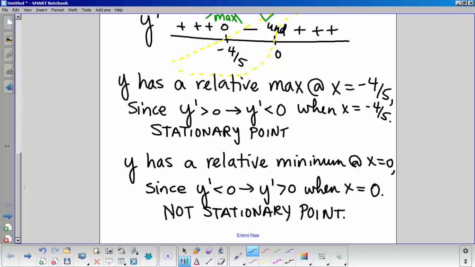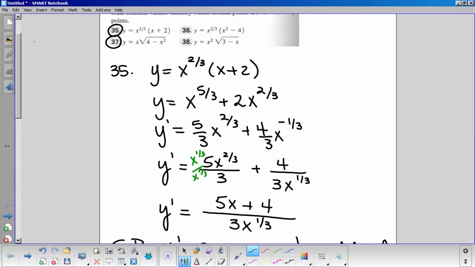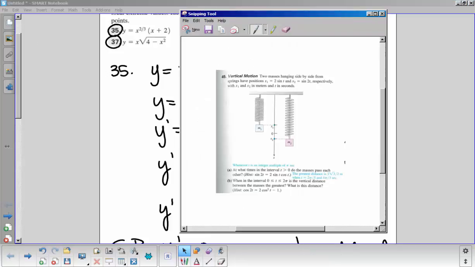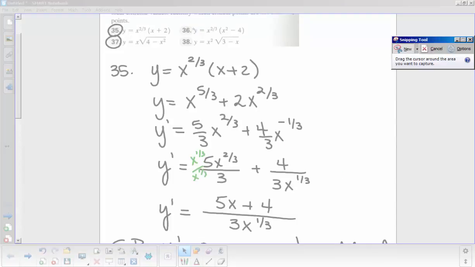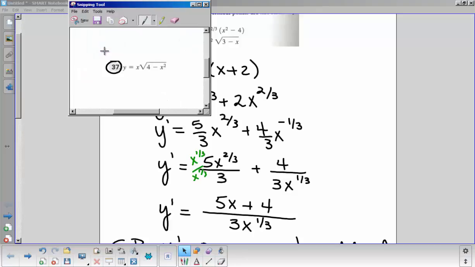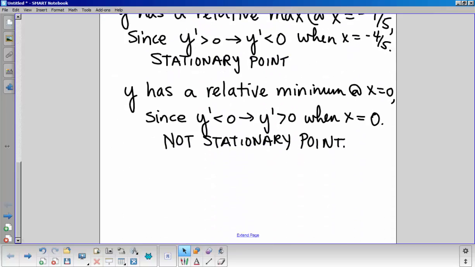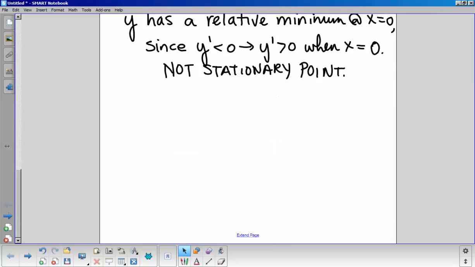Okay, so that's number 35. Okay. 37 is similar. So let me take a picture of that again so I can bring it down. All right, so we're going to do the same thing. Sadly, we can't distribute on this one, can we? Because it's got a square root.